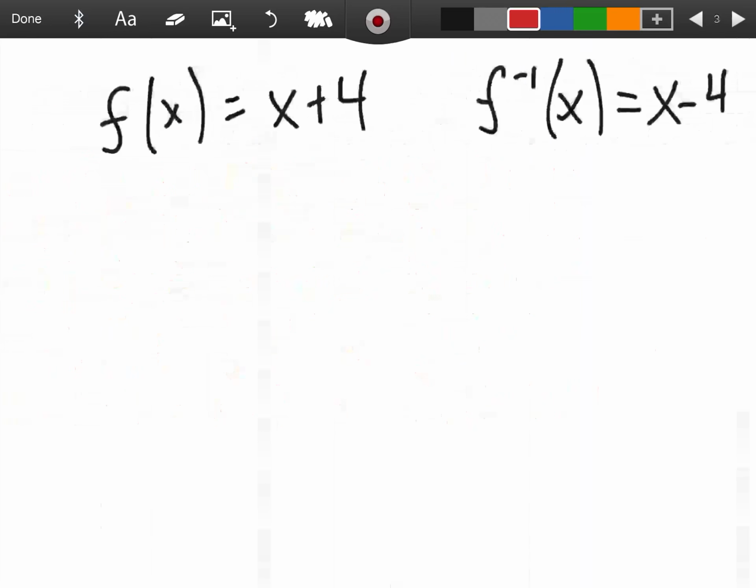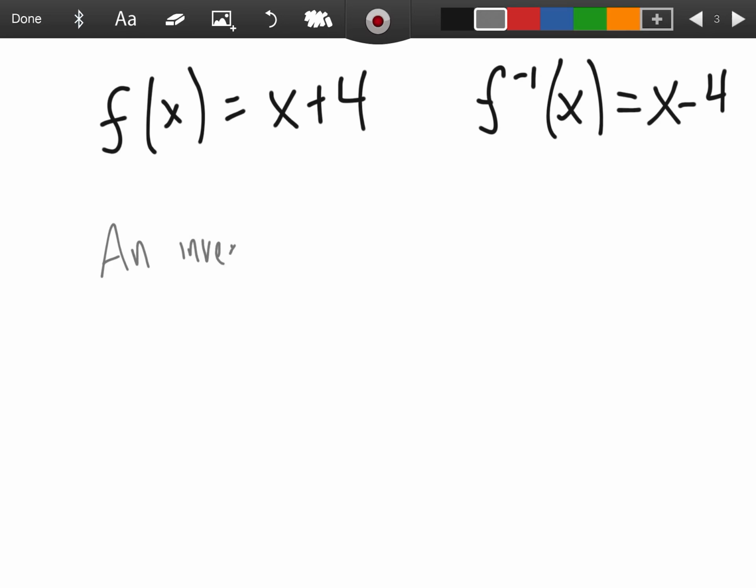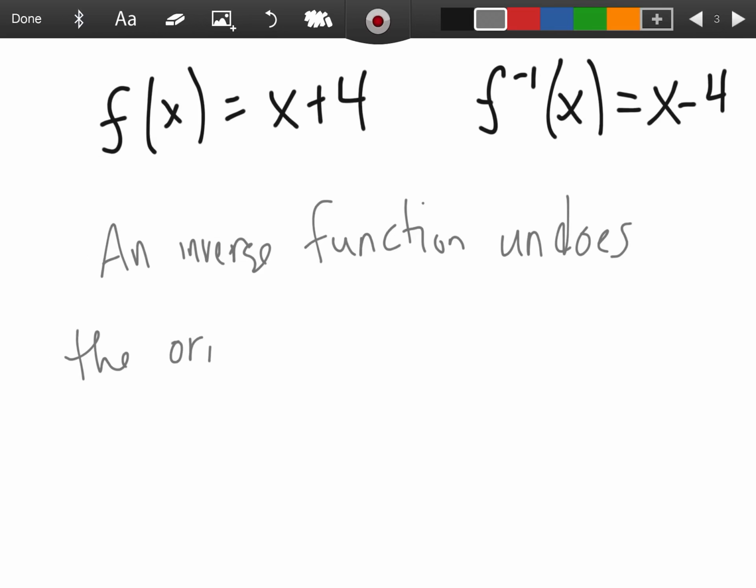So at the top here, I've written two inverse functions. Before we really even get into those, let's just define. An inverse function undoes the original function. All right, that's really going to be our loose definition here. Obviously this is not necessarily a mathematical definition, but that's just understanding, well, what does an inverse function do? It's going to undo the original function.